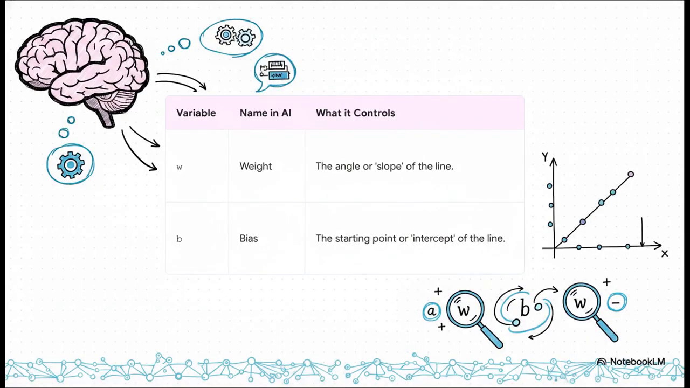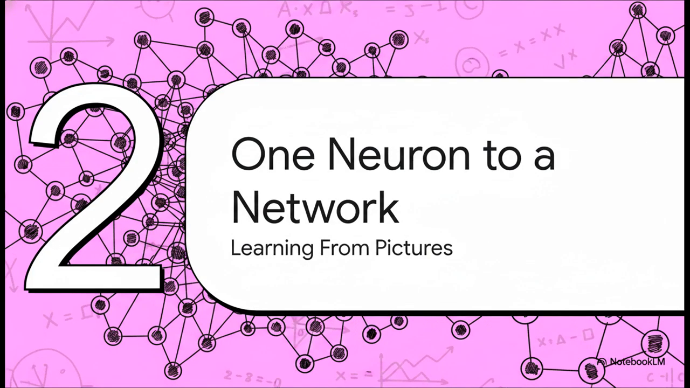And get this. This is the key to everything. The whole giant, complicated process of training an AI, it all boils down to one thing: finding the perfect w and b values, the perfect weights and biases to solve whatever problem you give it. That's the entire game.